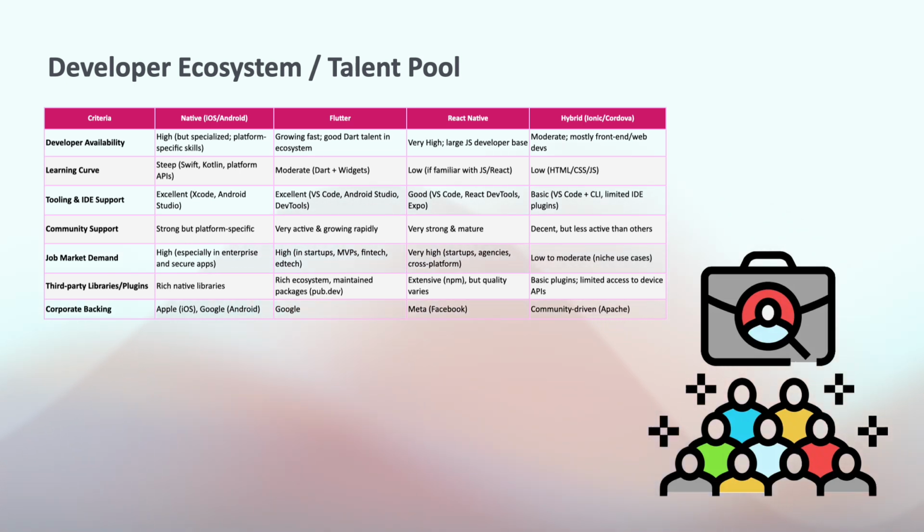Definitely, we talk about the availability of the resource. Native development has been around the longest. There are plenty of skilled developers for both iOS using Swift and Android using Kotlin or Java. It's a safe choice if you want dedicated platform experts.